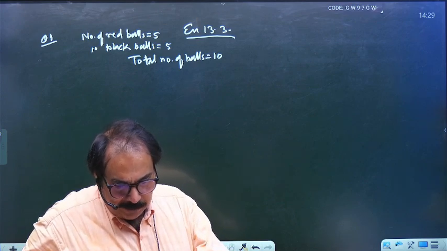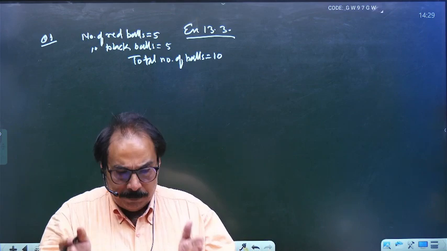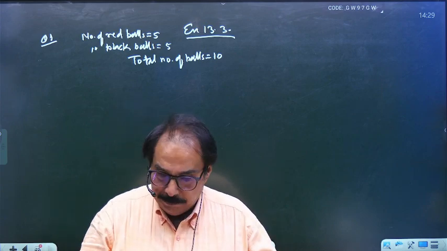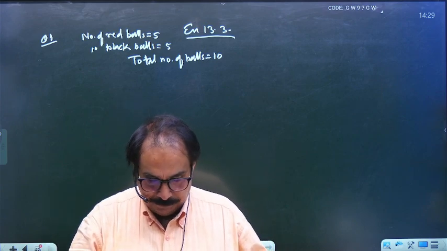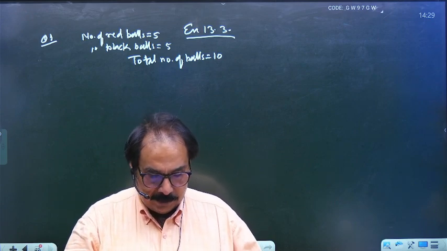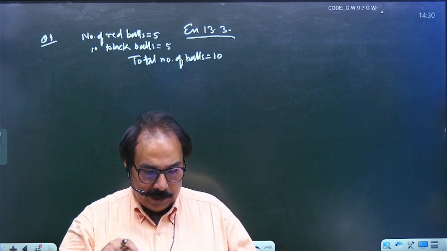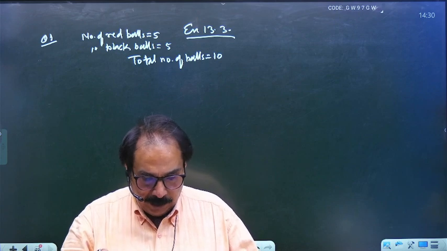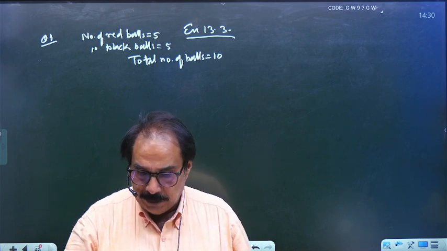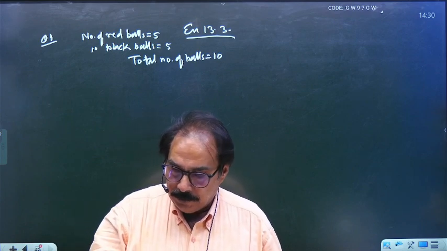A ball is drawn at random, its color is noted and returned to the urn. Means एक बॉल निकाला गया at random जिसका कलर नोट करके वापस अर्न में डाल दिया गया. And moreover, 2 additional balls of the color drawn, जो कलर आपने निकाला था उसी कलर का 2 बॉल और उसी अर्न में डाल दिया गया. Then what is the probability that the second ball drawn is red? Okay, got the question?